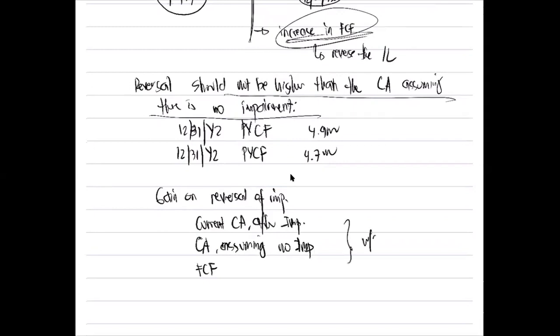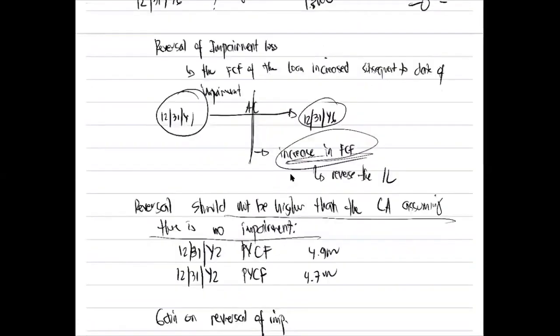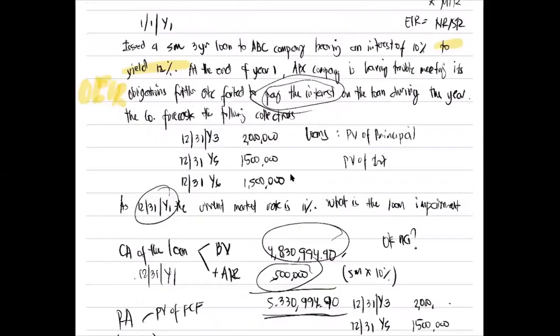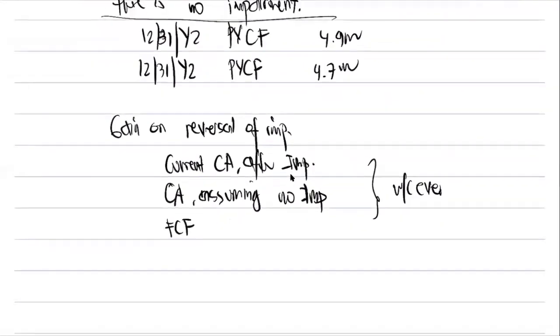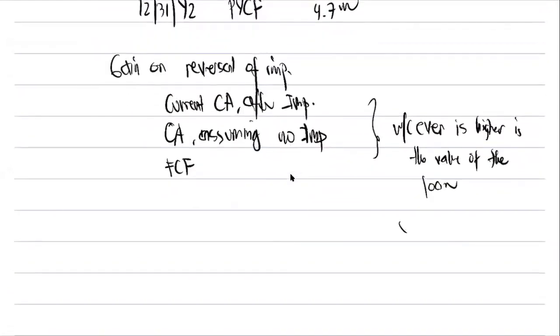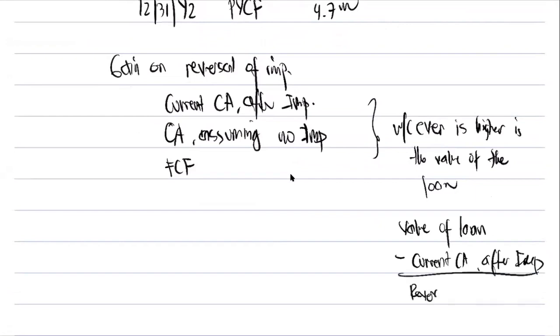Whichever is higher is the value of the loan. Okay. Tapos yung value of the loan na makocompute mo dito na higher, i-deduct mo yung current carrying amount after impairment. This is the reversal. Okay? Ito na yung gain on reversal mo.